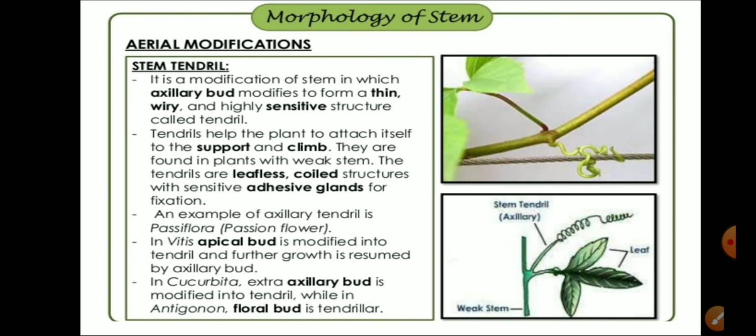Stem tendril, that is the aerial modification. As you know, the stem in certain plants needs a spring-like structure to climb. So tendrils help the plant to attach itself to the support and climb. They are found in plants with weak stems, which are leafless coiled structures with adhesive glands for fixation. The examples are Passiflora and Cucurbita.